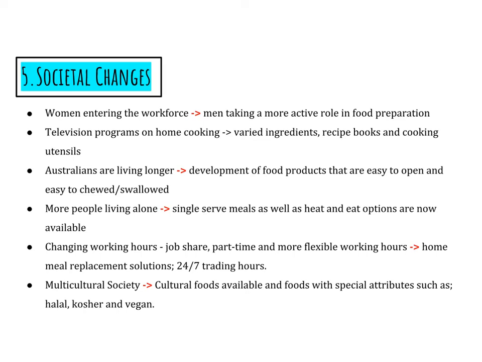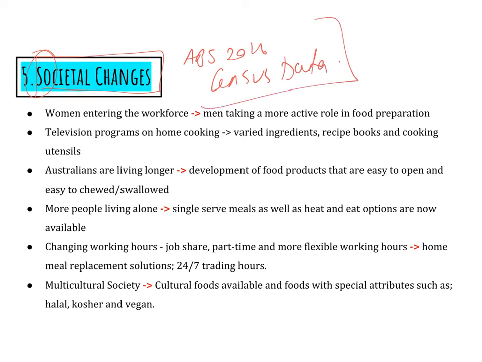Societal changes is the next driver or reason for food product development. Now, society is changing all the time. However, we need to look at current trends. So referring back to the Australian Bureau of Statistics 2016 census data will help with your understanding of what is happening in the world around us in Australia. So I'm going to go through each of these points.